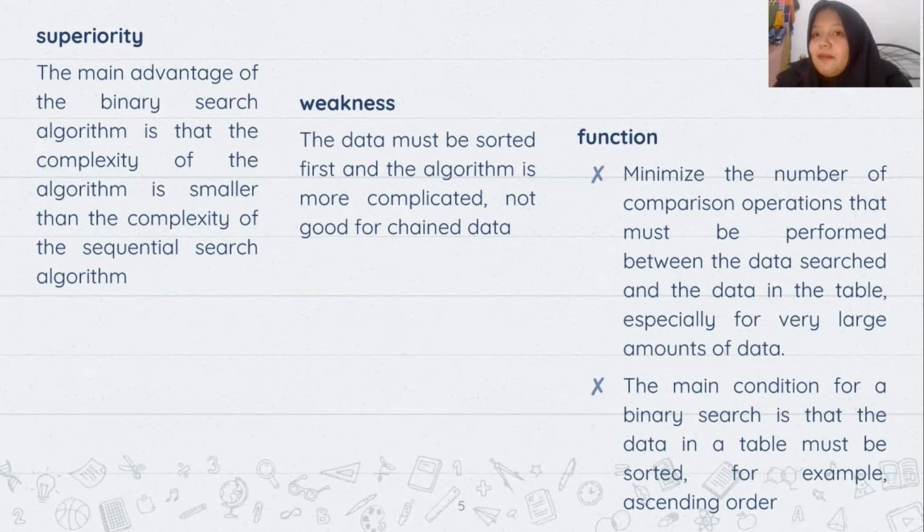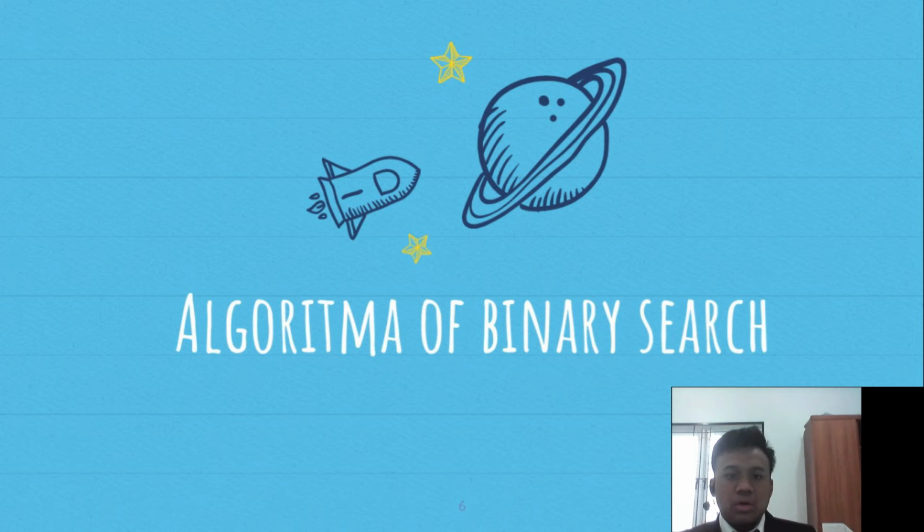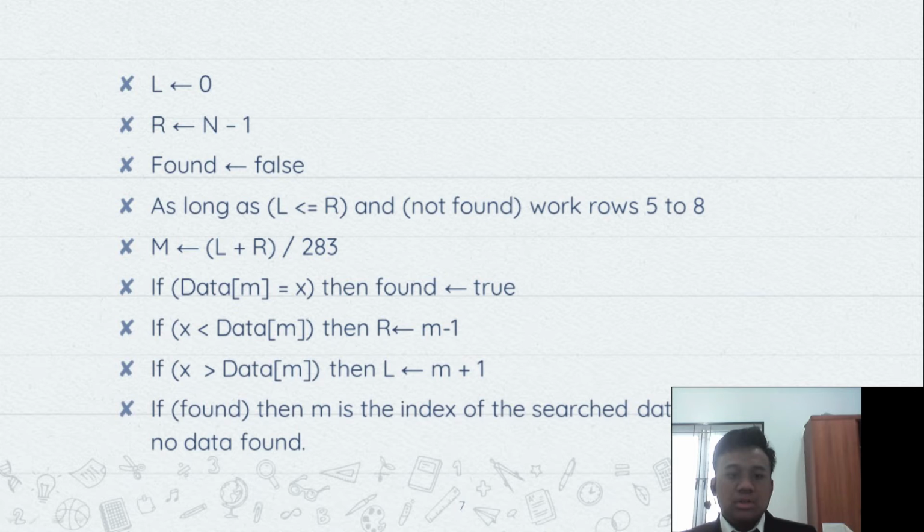1. Minimize the number of comparison operations that must be performed between the data sources in the table, especially for a very large amount of data. 2. The main condition for a binary search is that the data in a table must be sorted, for example, in ascending order. Algorithm of binary search. These are some binary search algorithms that can be written.